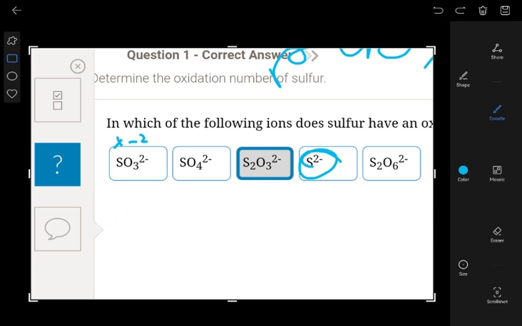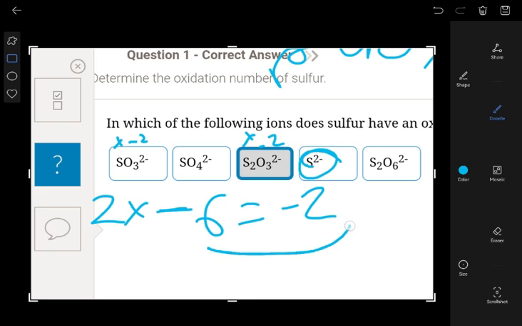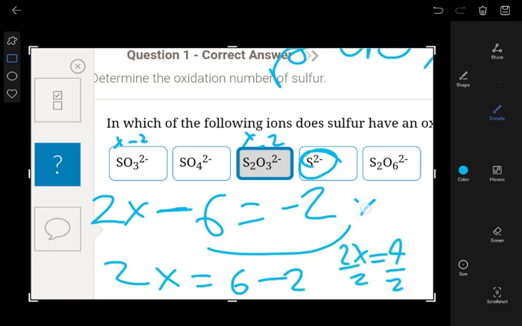Here, we have S2, so it's 2x. This is x and this is -2. So 2x plus 3 times -2, minus 6, equals -2. Take 6 to the other side. 2x equals 6 minus 2. 2x equals 4. Divide both sides by 2. X equals +2. That's the correct answer.